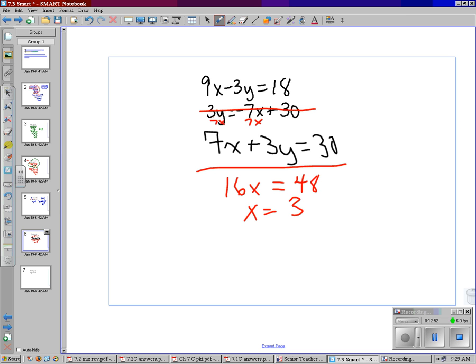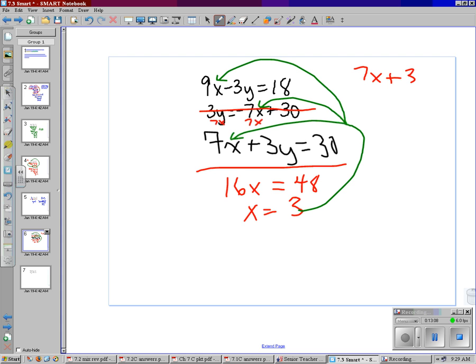I've heard a couple different things. You can put it back in for x here, you can put it back in for x here, or you can put it back in for x there. It does not matter. The 7x plus the 3y, so 3y equals 30. That means that we have to put 7 times 3 in there. Do you guys agree with Andy?